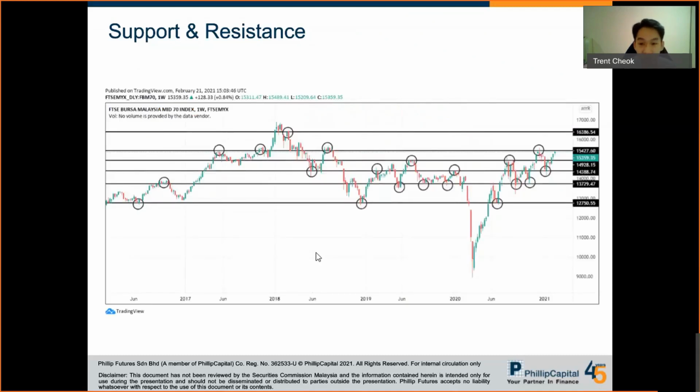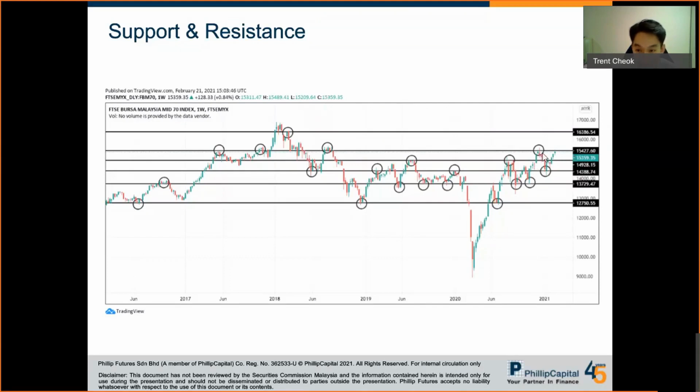Okay, so this is how you draw support and resistance lines. If you look at the more recent period here, just look at my mouse, you can see currently the FM70 is, this is based on last Friday, I'm not sure how it will develop today. As of last Friday, the FM70 index is already at what we call resistance, because price couldn't move higher from here.